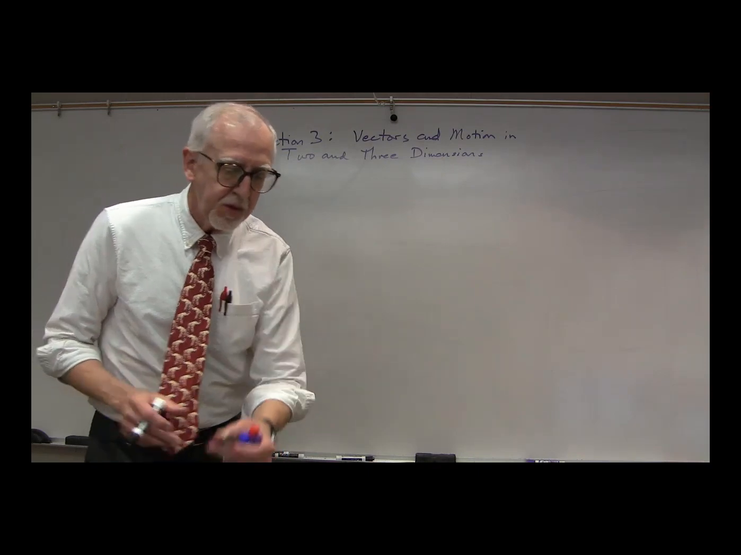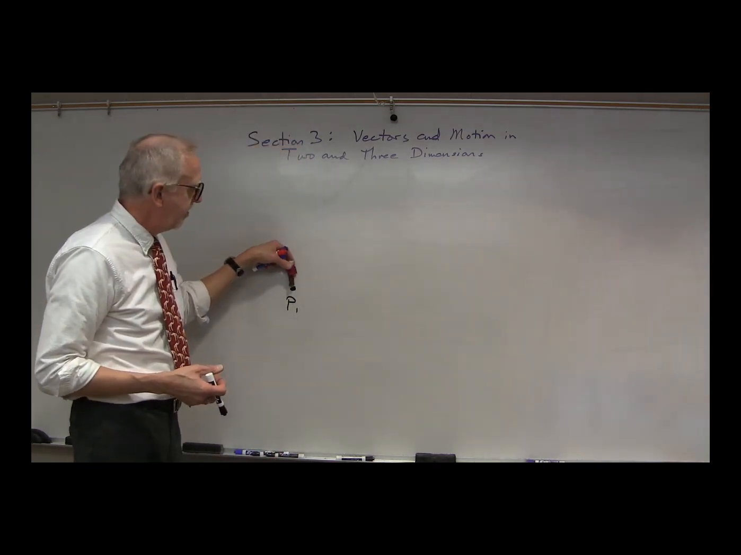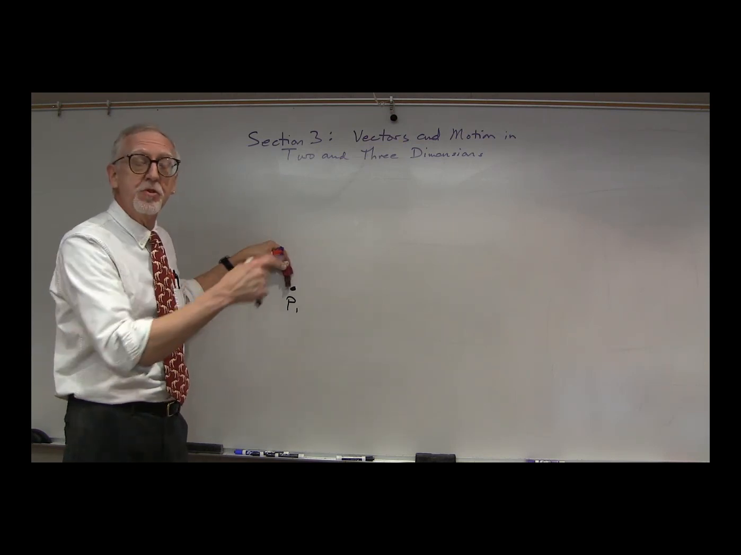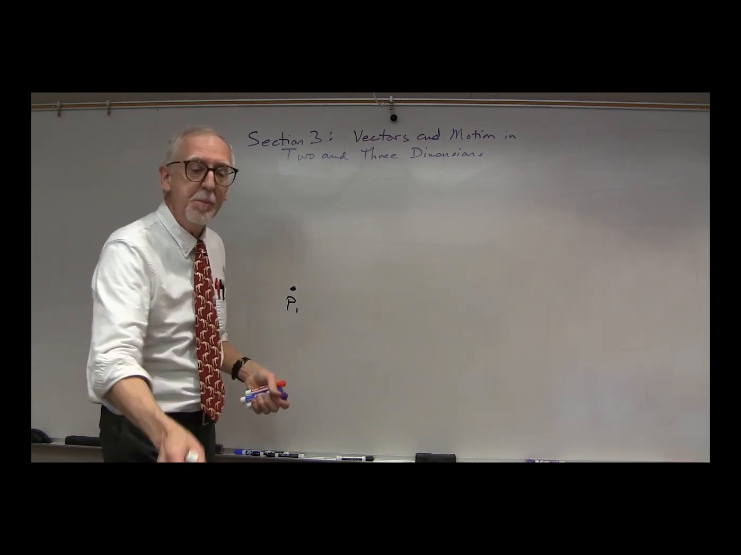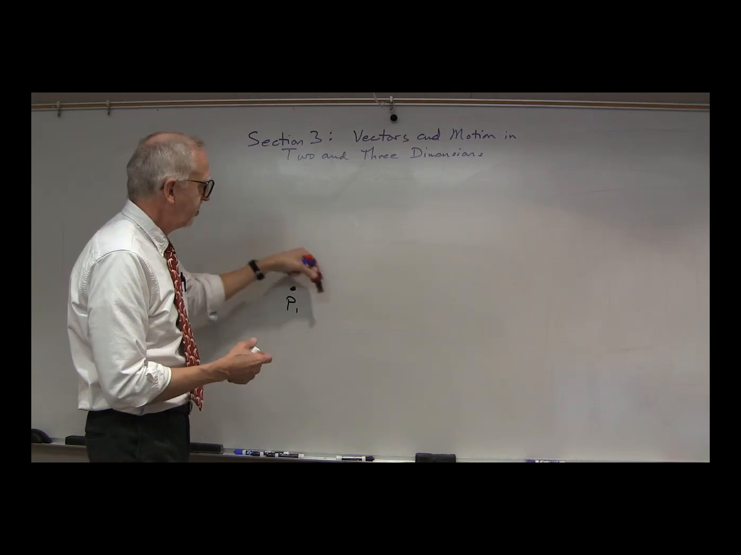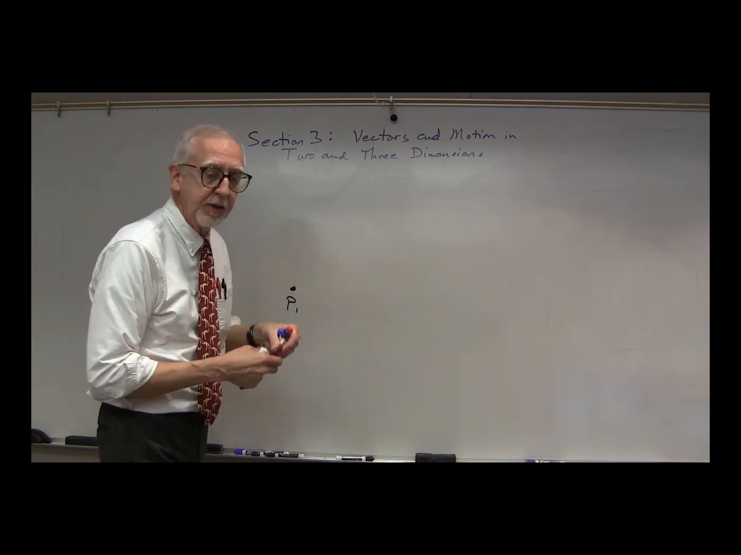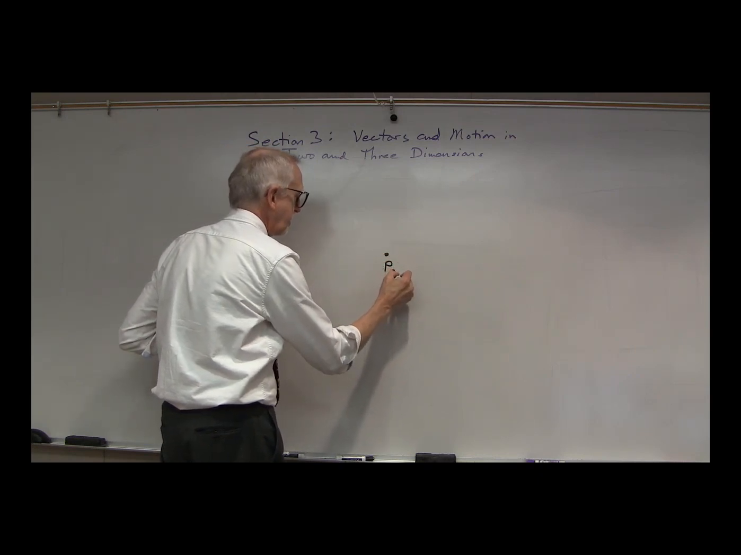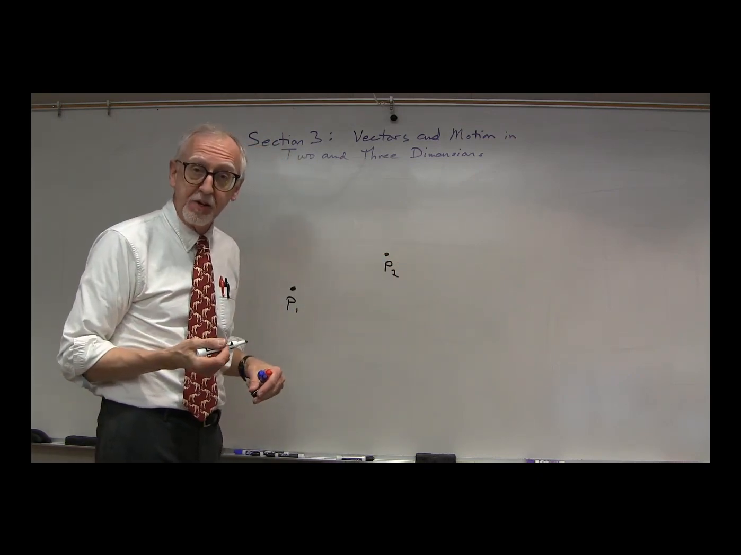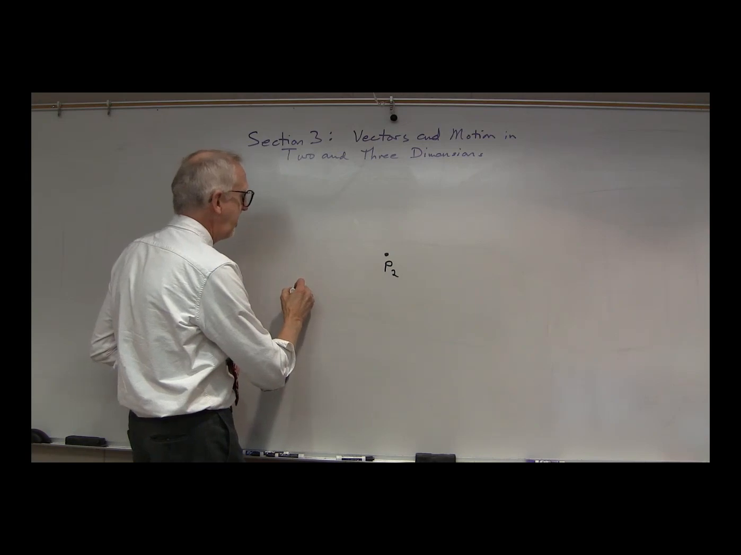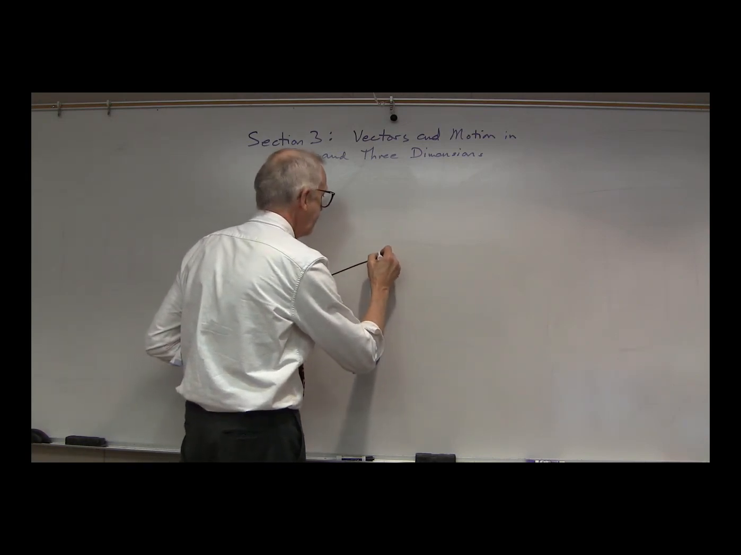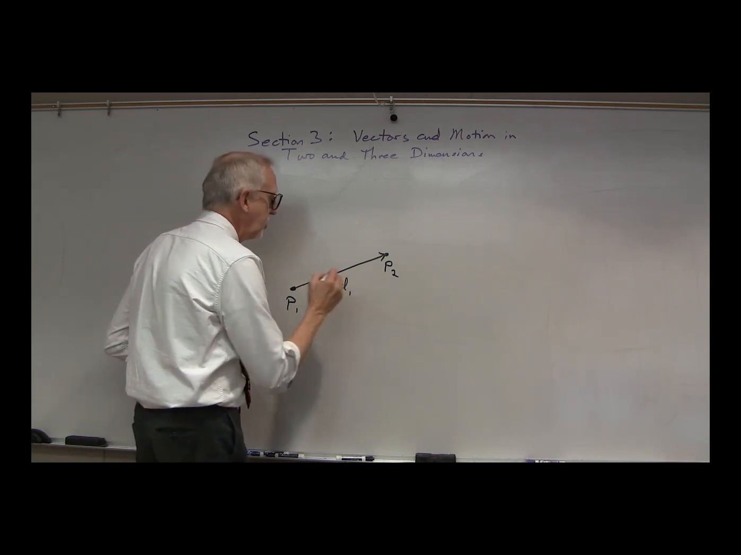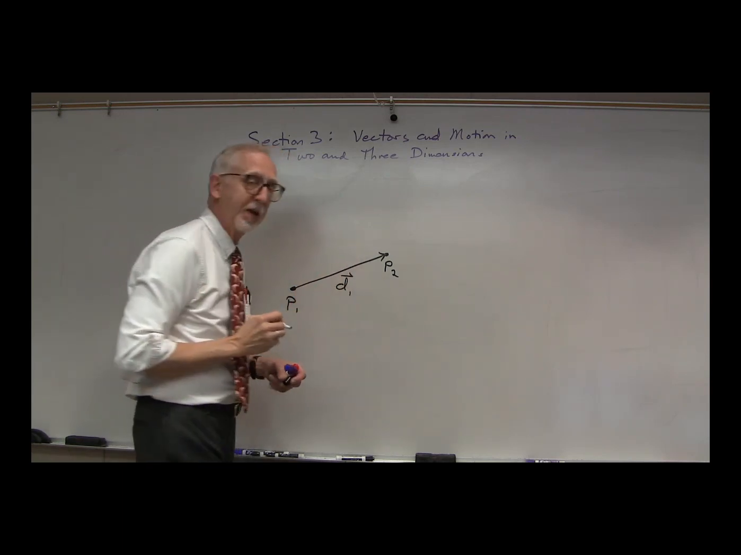Let's imagine that our little person starts out at some initial point. We'll call it P1. And then the person walks to some other point, P2. So however they walk, they end up at some point, over here we'll call it P2. So what is the displacement vector? The vector that goes from P1 to P2. There we go. That's our displacement. We'll call that D1, our first displacement.